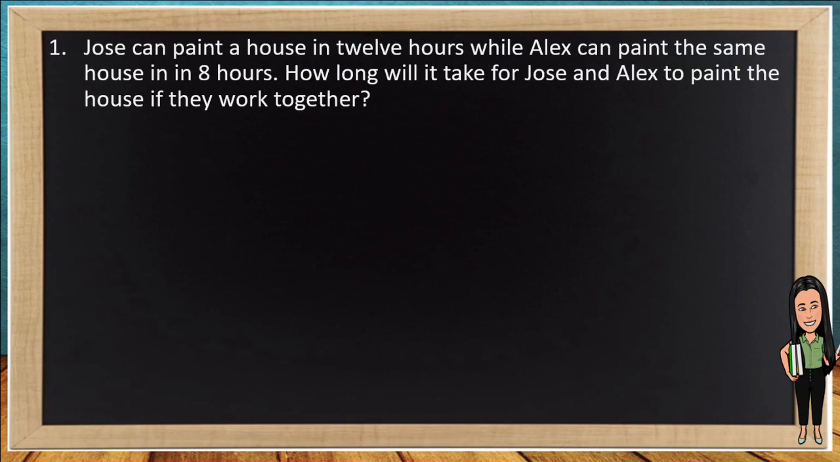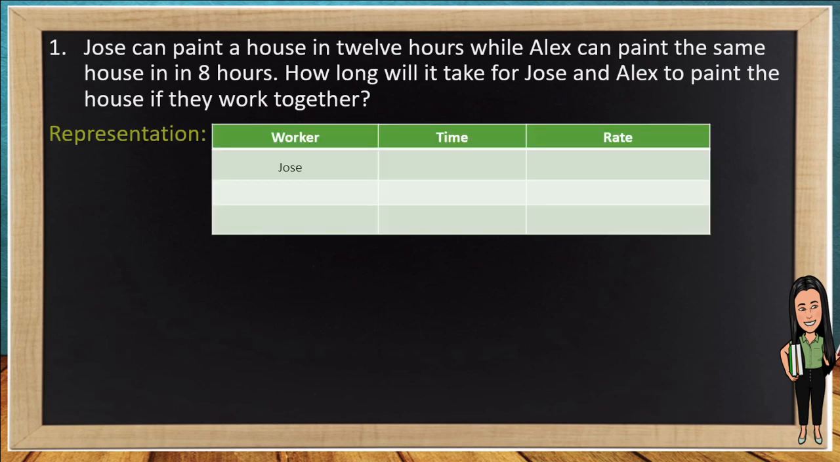Let's have examples. Jose can paint a house in 12 hours while Alex can paint the same house in 8 hours. How long will it take for Jose and Alex to paint the house if they will work together? So, represent muna natin. We have Jose, Alex, and if they will work together. We know that it will take Jose 12 hours, kay Alex naman 8 hours. Together, hindi natin alam. Yun yung ire-represent natin using a variable.